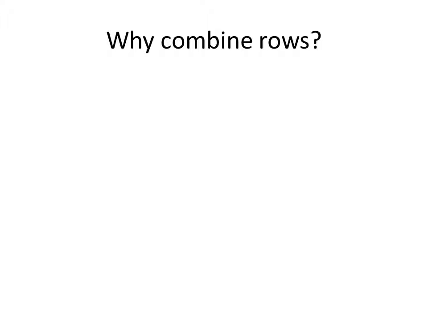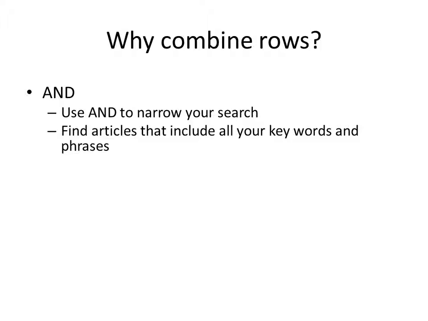Now I will consider the instances where you might want to combine rows. There are two ways you can combine rows. The first is using AND. Use AND to narrow your search and find articles that include all your keywords and phrases.